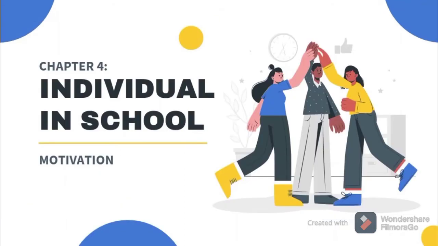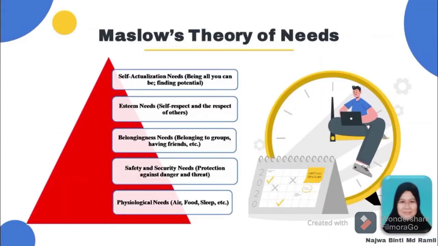Chapter 4, Individual in School, Motivation. Okay, now let me start with the first slide of today, which is Maslow's theory of needs. Maslow's theory of needs is a theory in psychology proposed by Abraham Maslow in his 1943 paper, A Theory of Human Motivation in Psychological Review.